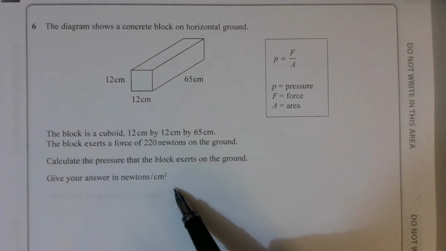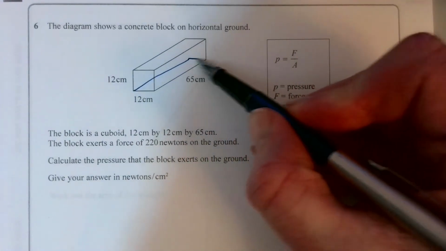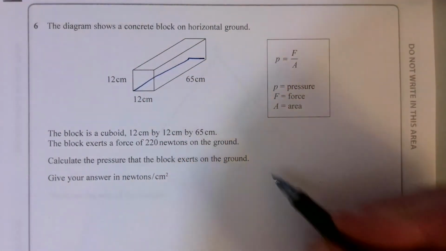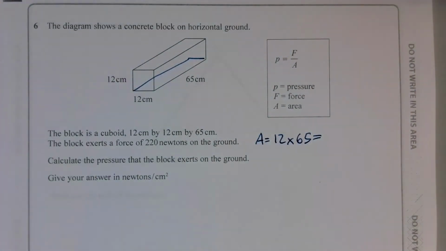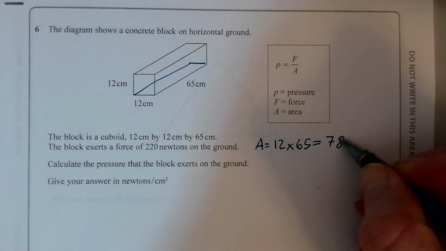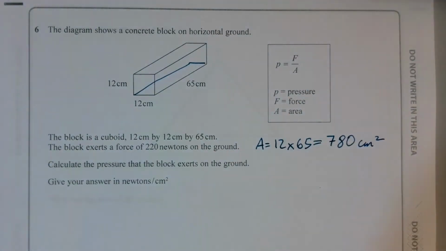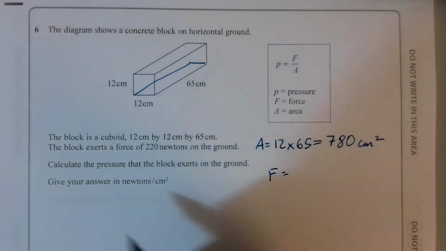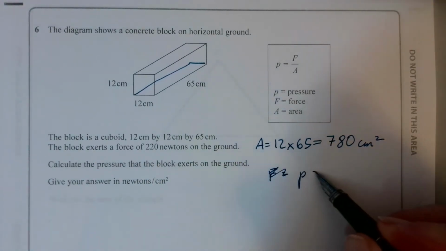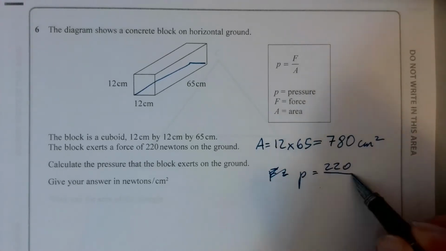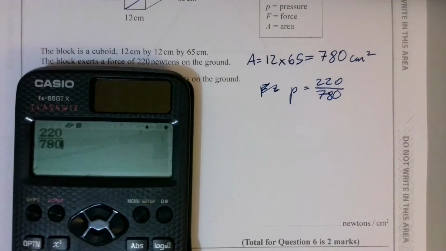So the block on the ground, the area is going to be the area of that rectangle there, isn't it? So area equals 12 times 65, which is 780 centimeters squared. So then the force, we know the force is 220, so the pressure is going to be 220 divided by 780. Just pop that into your calculator like that.